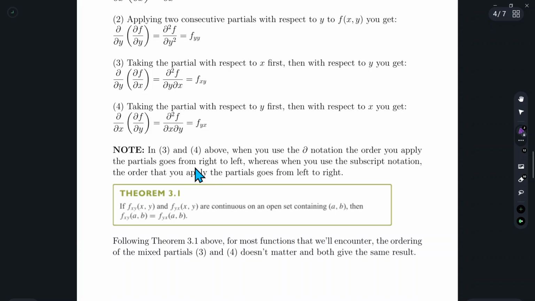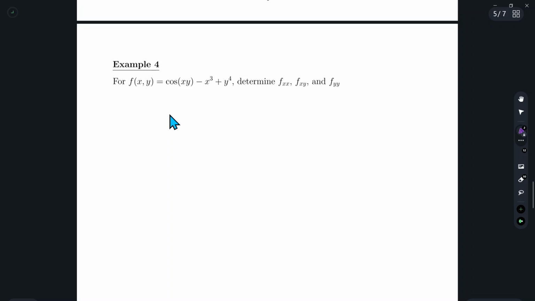Okay, so the lucky thing is that in most cases, it doesn't matter whether you do it this way or this way. So theorem 3.1 says that if the two mixed partials are continuous around a particular point, then whether you do x first and then y, or you do y first and then x, the two mixed partials are the same. And so it doesn't matter whether you do it this ordering or this ordering, you should get the same for most functions that we deal with. Okay, so with that in mind, let's take a look at an example where we calculate some second order partials.